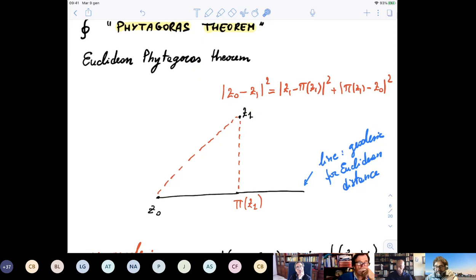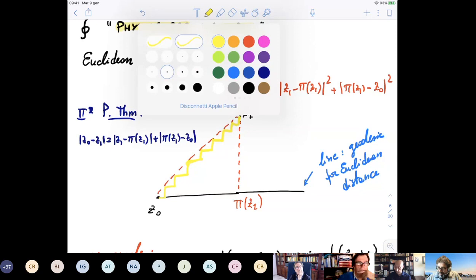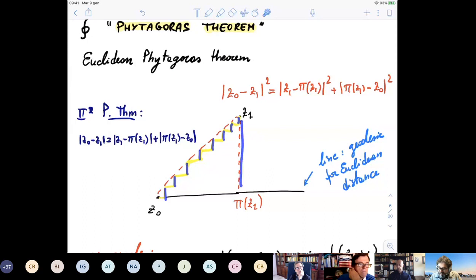And there is a second Pythagoras theorem which tells the following: in fact, |z naught minus z1| is equal to |z1 minus pi z1| plus |pi z1 minus z naught|. And what's the proof of this theorem? You just construct this stair here. So what's the length of this stair? Well, it's just this part here, which is just this, plus this part here, which is just this. And now you make it smaller and smaller.